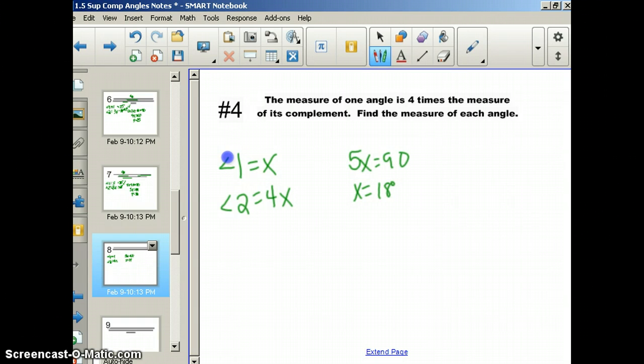If at any point during this I'm going too fast, you can hit the pause button and take a little time to write down the notes or try to finish the problems on your own. And this angle will be 72 degrees.